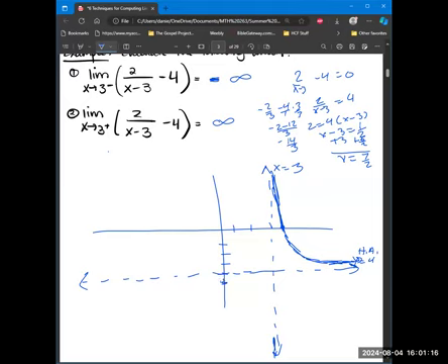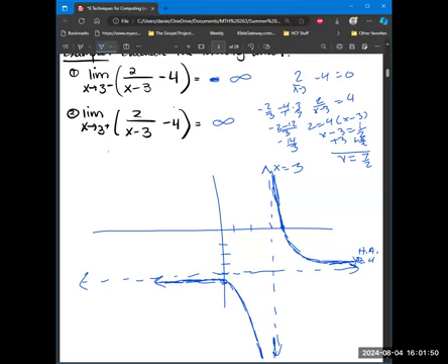So right there. And there we go. It would look something like that. And you would be able to see here, we also could have done this with transformations, that if we had started off with 1 over x and then stretched it and shifted it to the right and then shifted it down, we would have gotten the same thing.